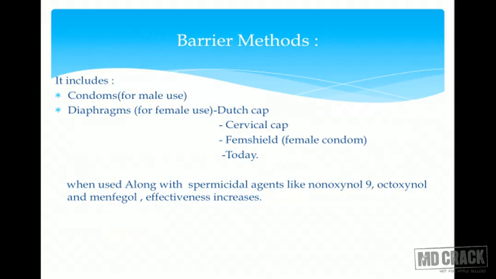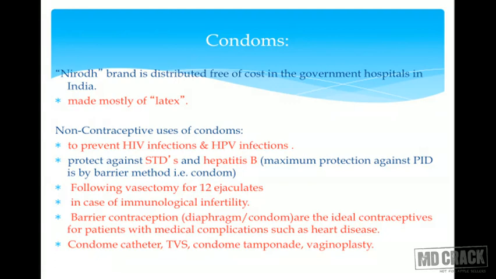Now coming to the second type of method, that is barrier, very commonly used, and there are many questions on condoms. It is for male use and for female use. In females it is called the diaphragm. It can be of many types, like Dutch cap, cervical cap, Dumas cap, Femshield or female condom. Besides these, spermicidal agents like nonoxynol 9, octoxynol or menfegol can be added to any of these barrier methods to increase the effectiveness. These spermicidal agents act along with the barrier method of contraception, and that increases its effectiveness. Nirodh is free of cost in India.